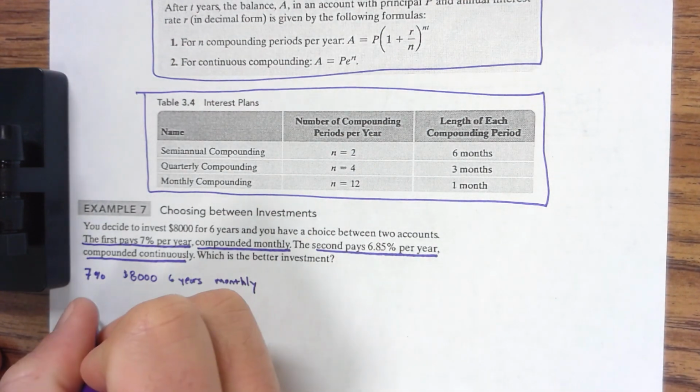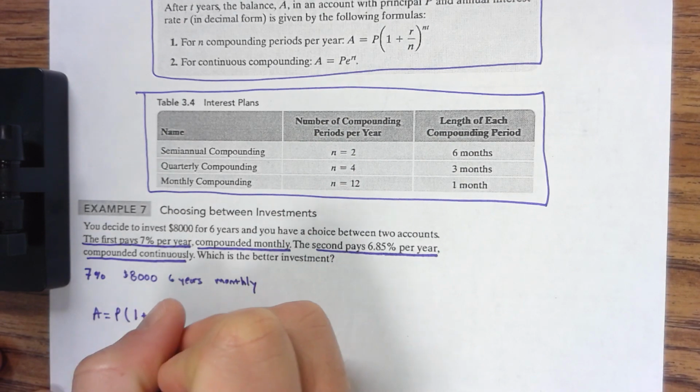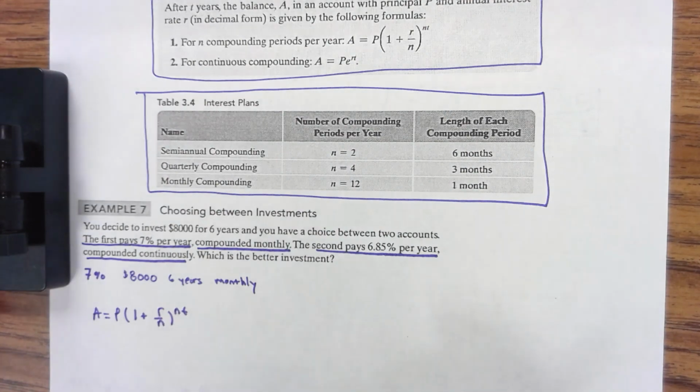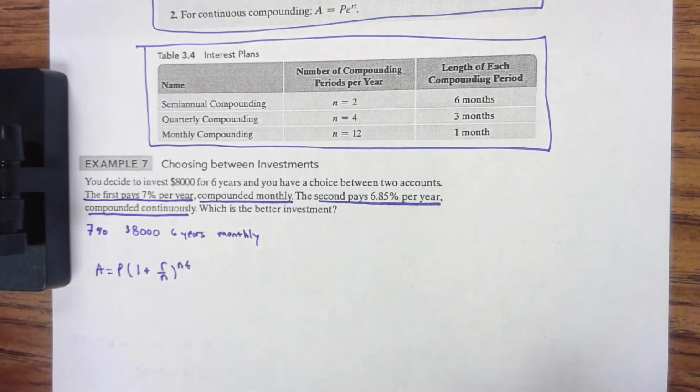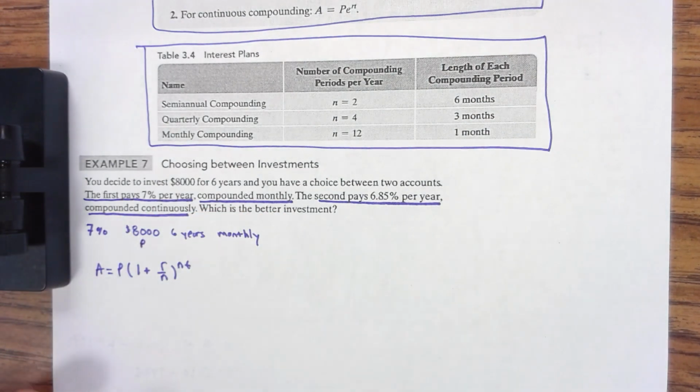So our equation: A equals P times (1 plus R divided by N) to the power of N times T. And this is what you should have had in your notes from yesterday. I want to talk about what each of these variables represents. The P stands for the principal. That's essentially your starting amount. So in this case, the P is going to be 8,000.